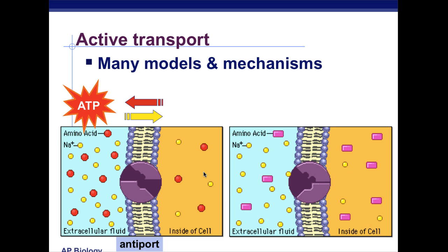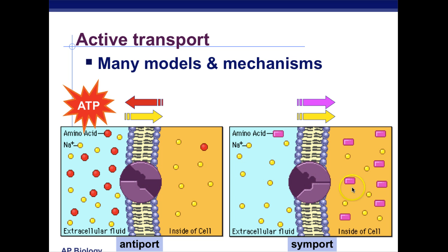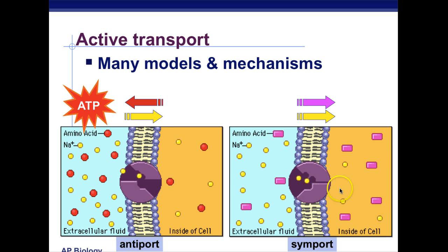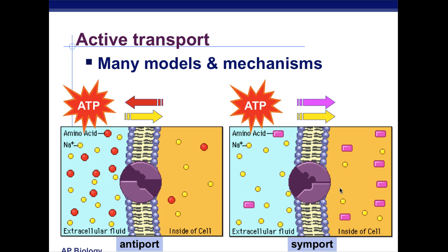Another model is something called symport, where the molecules are transported in the same direction across the membrane. So both the yellow and the pink molecules are being transported in the same direction. But again, because we're going against the concentration gradient, it's going to require an input of energy, ATP.